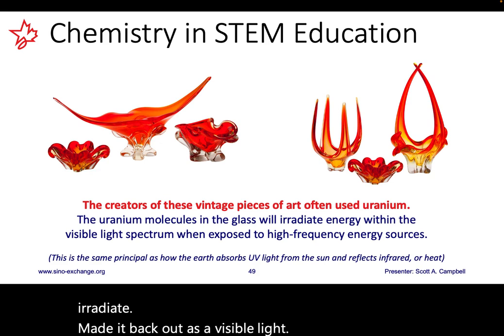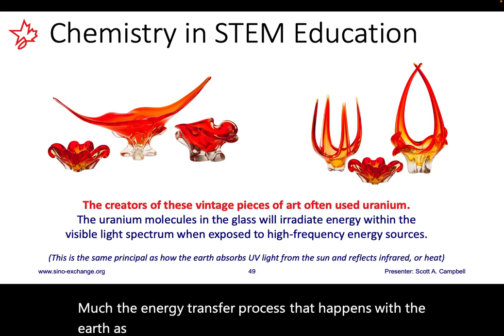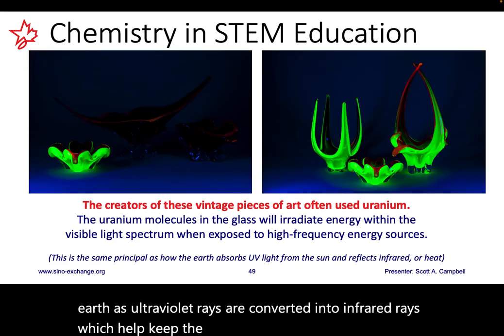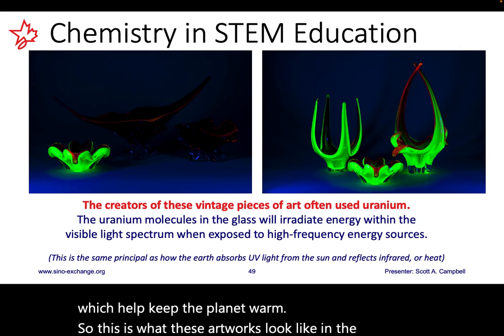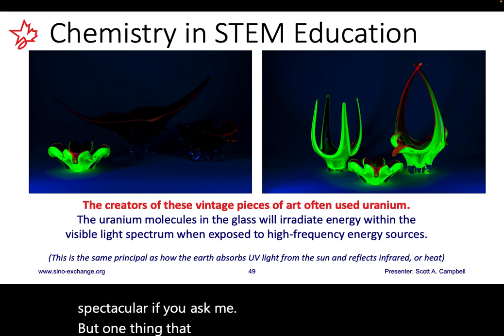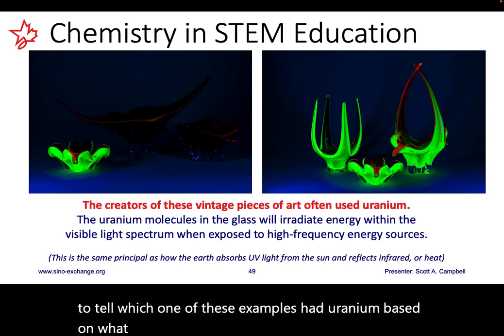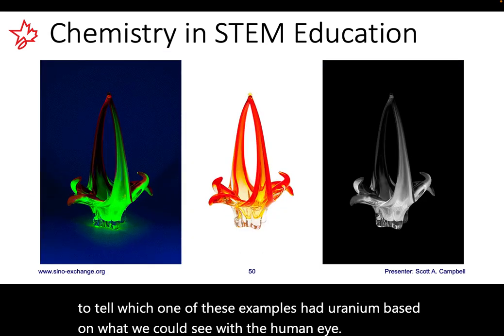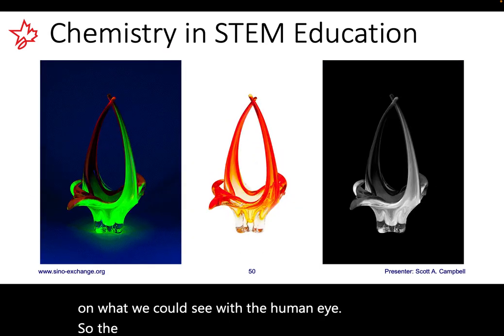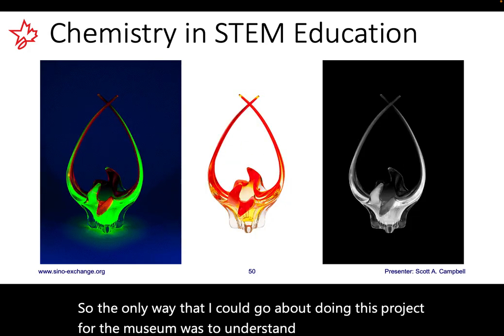Much like the energy transfer process that happens with the Earth as ultraviolet rays are converted into infrared rays, which help keep the planet warm. So this is what these artworks look like in the dark. Spectacular, if you ask me. But one thing that you'll notice is that we were unable to tell which one of these examples had uranium based on what we could see with the human eye. So the only way that I could go about doing this project for the museum was to understand chemistry, physics, and the art of photography.